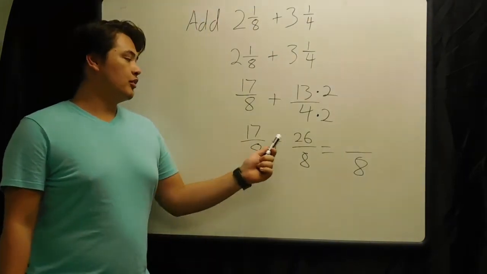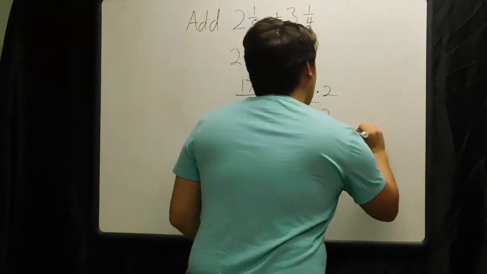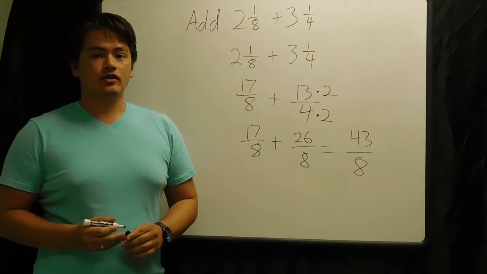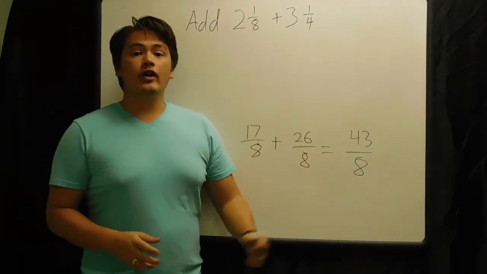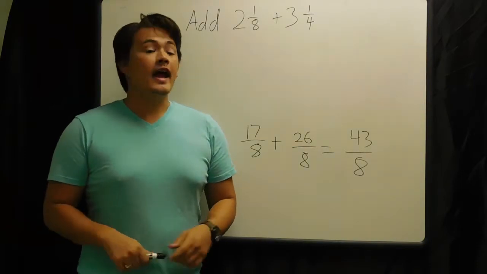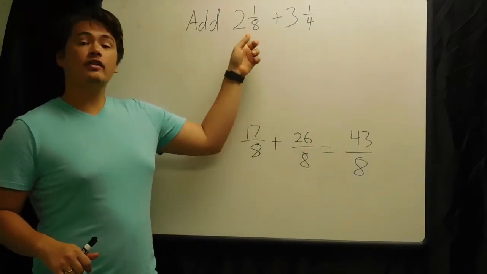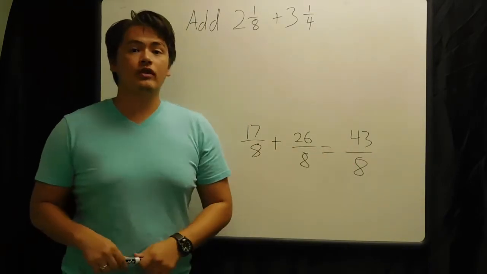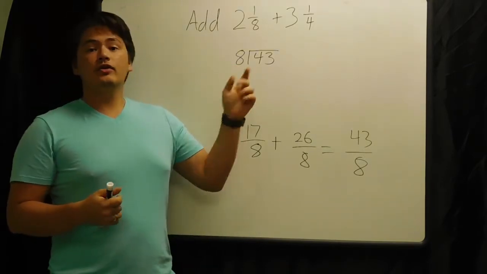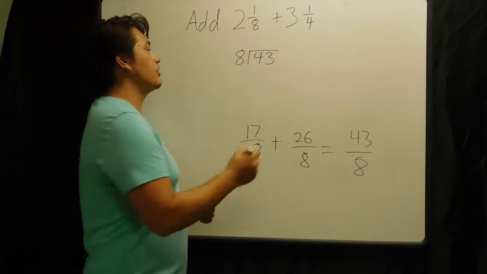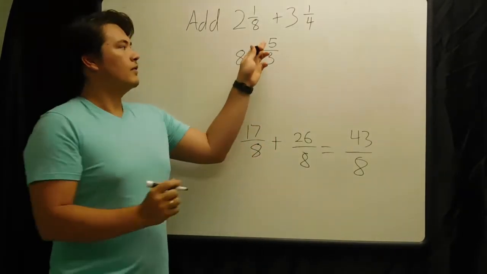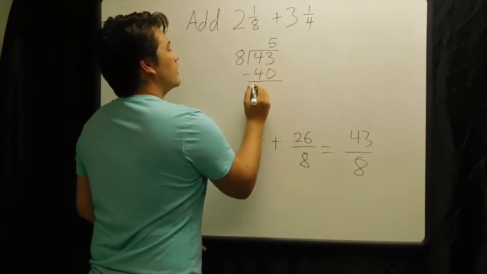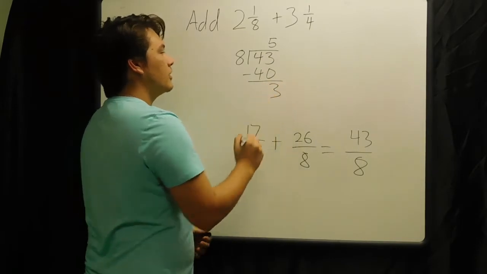So 17 plus 26 is going to give me 43. So it's going to be 43 over 8. So we have 43 over 8, which is an improper fraction, and I want to rewrite this to look like a proper fraction. So what I'm going to do is divide 8 into 43. So 8 can go into 43 5 times. 5 times 8 is going to give me 40. 43 subtracted by 40 is going to give me 3.